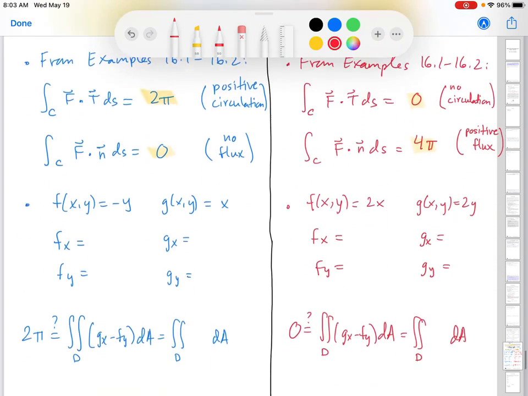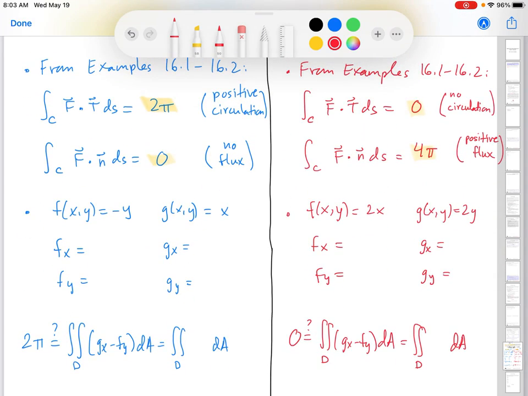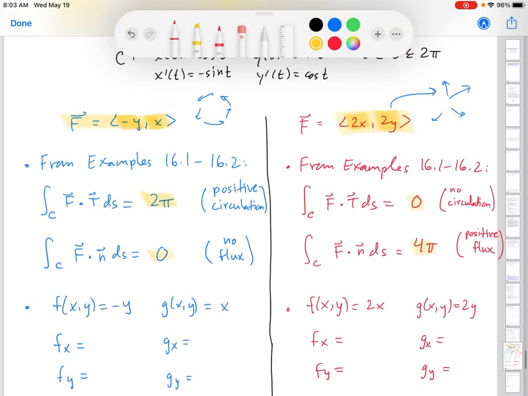Okay, so now let's go on and actually verify Green's theorem for these two vector fields. What do I mean by verify? What I mean is I want to calculate each side of the equation and compare them. They should be the same.